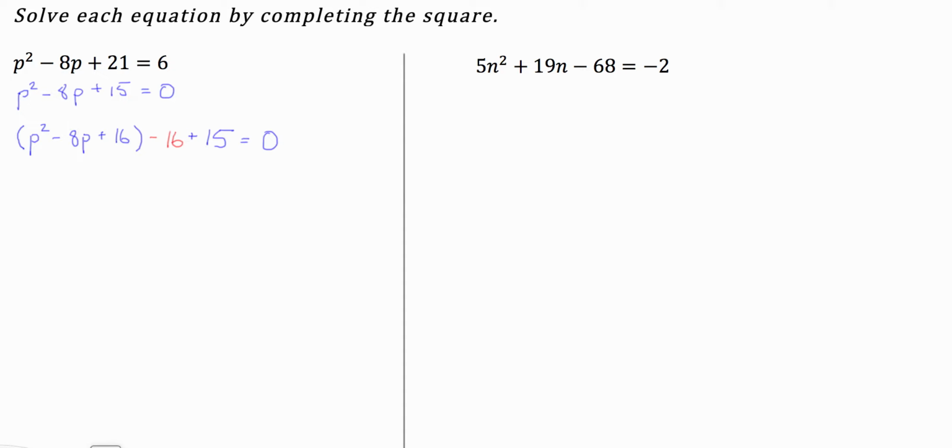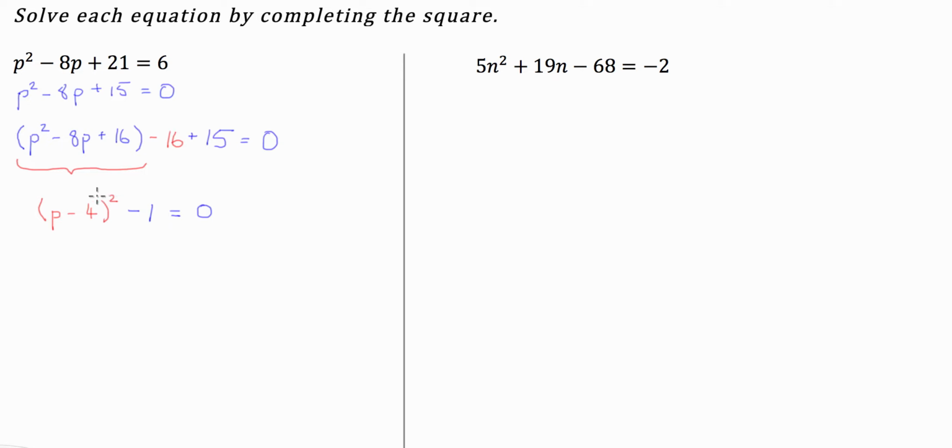So what we then do is factorize this first perfect square. That's why it's called completing the square. The factorization of this is just going to be p minus 4 all squared. Then we combine these two terms. So we have the negative 16 plus 15. That's going to be minus 1, and that's going to equal 0. So once we're here, we have completed the square.